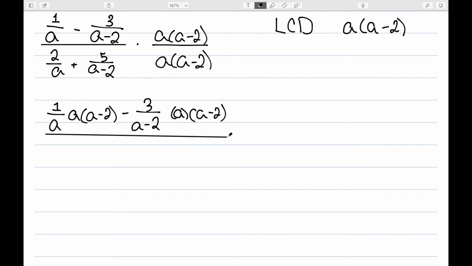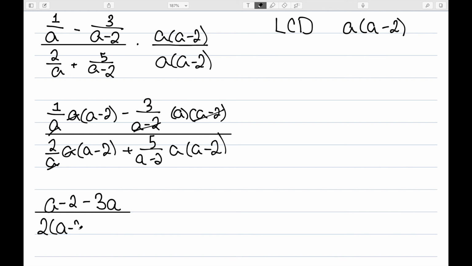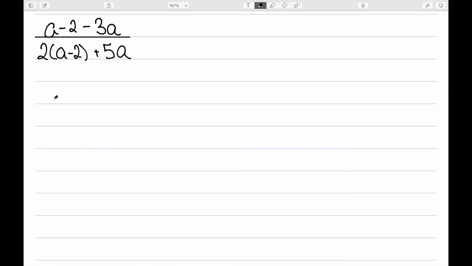And then on the denominator, 2a times a minus 2 plus 5 over a minus 2 times a minus 2. Here the a's cancel. I'm left with a minus 2. Here the a minus 2's cancel, and I have minus 3a. On the denominator, the a's cancel. I have 2 times a minus 2. And here the a minus 2's cancel. I have plus 5a. So now we want to distribute this.